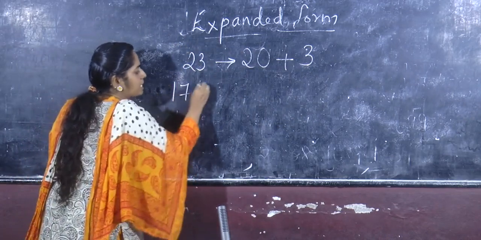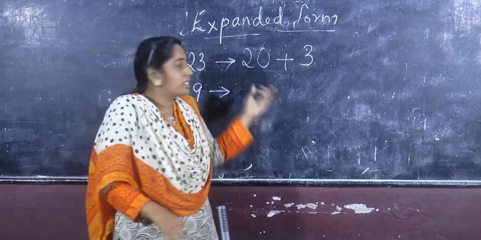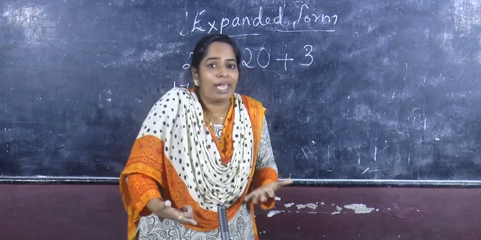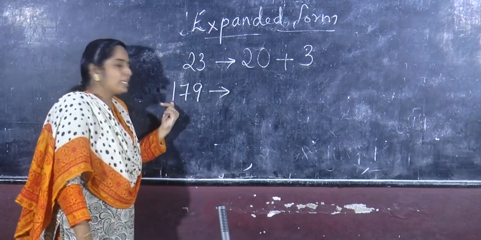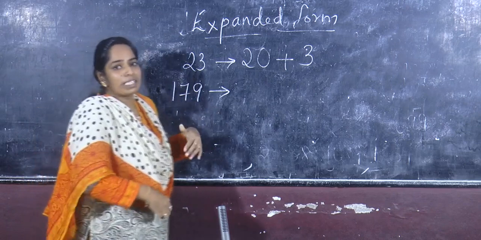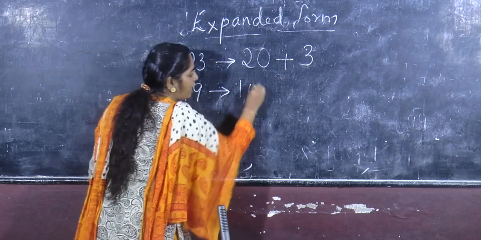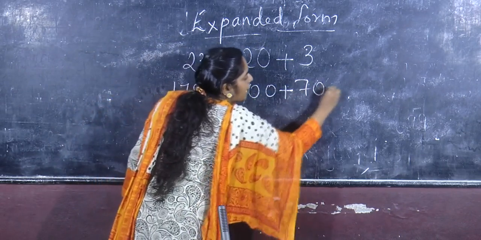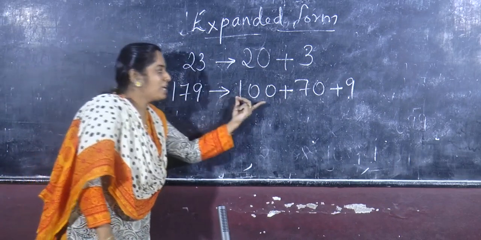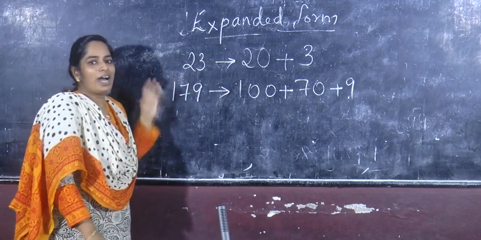Again, if the number is 179, how will you write 179? This is a 3-digit number, isn't it? You all know, you studied. Here 1 is in the 100 place, 7 is in the tens place and 9 is in the ones place. So how will you write 179? We can write it as 100 plus 70 plus 9. You all understand how I wrote this? How does 100 come? Here 1 is in the 100 place.